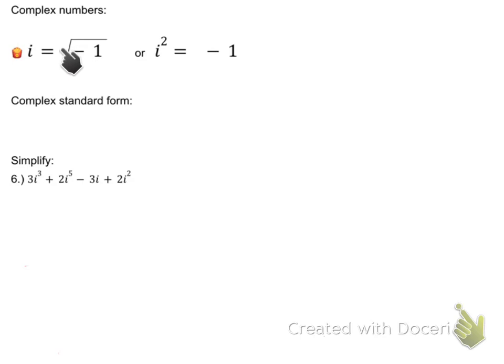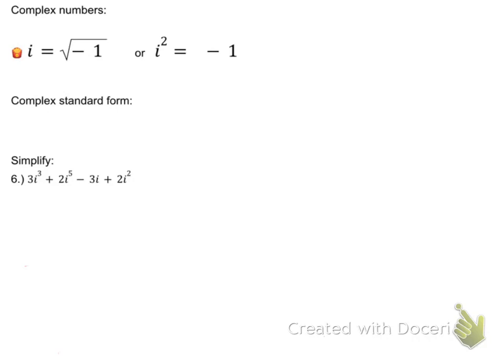Now, if I square i, I have to square the other side. So i squared, and if I square a square root, they cancel, leaving me with negative 1. So anytime I see i squared, I can replace it with negative 1.